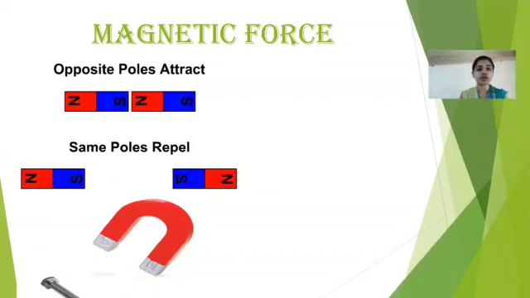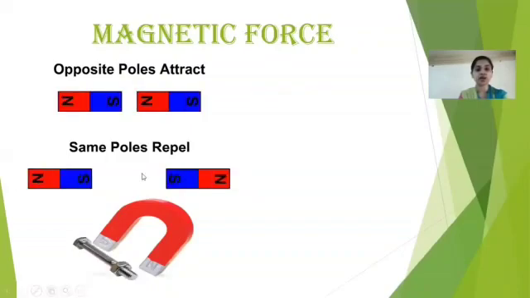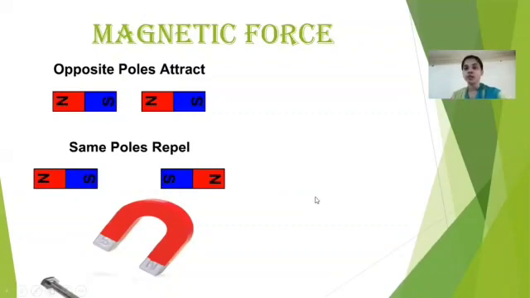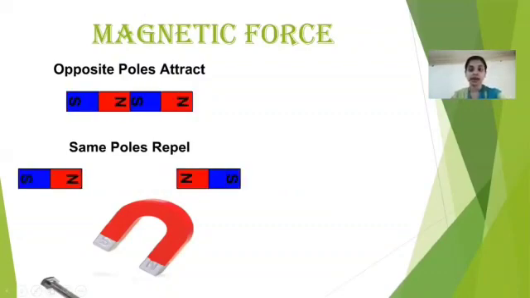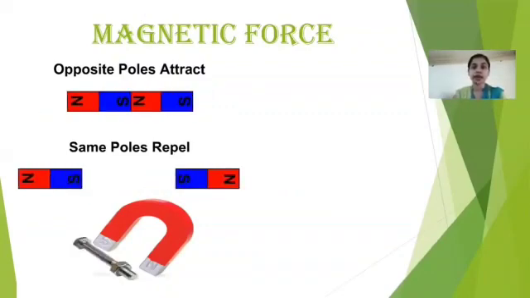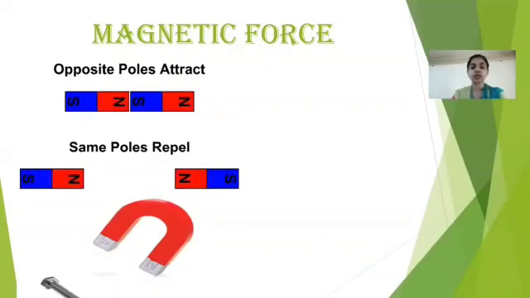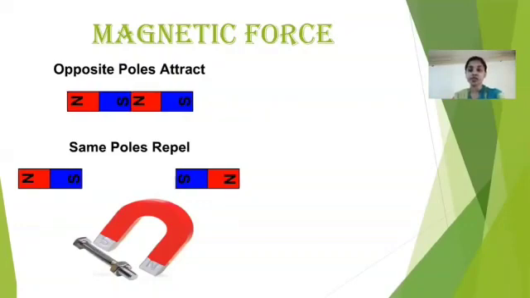Here also the south pole of the magnet and the north pole always repel each other. Means the directive property, the attractive property is they always attract each other, and the repulsive property, they always repel each other. So the magnetic force is that force which can attract.